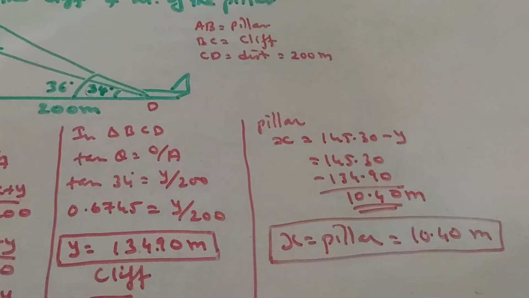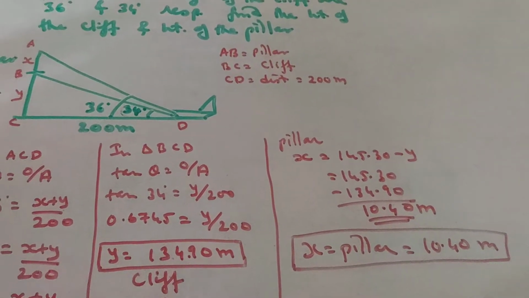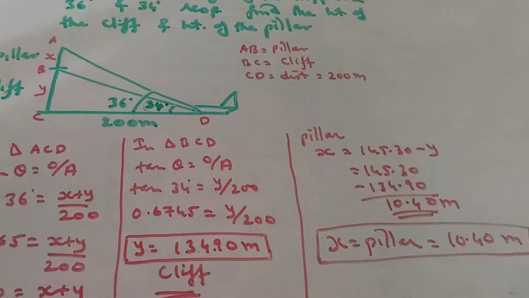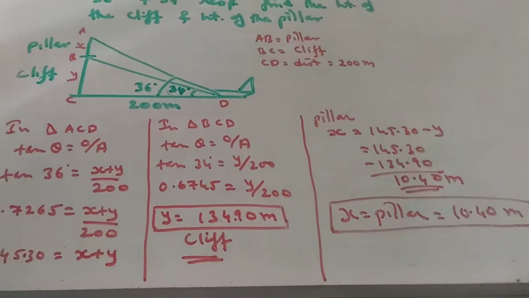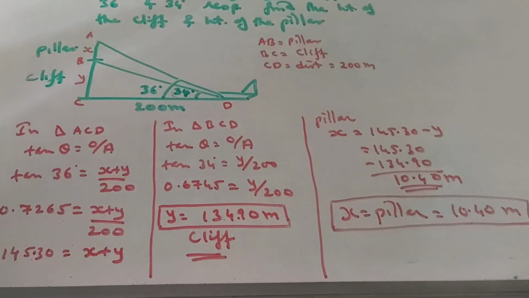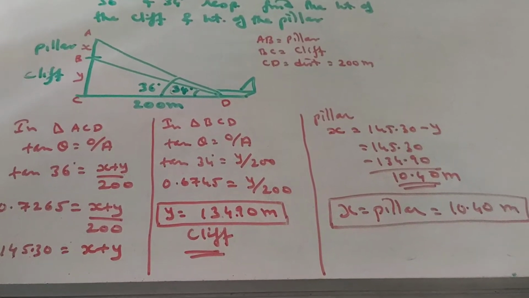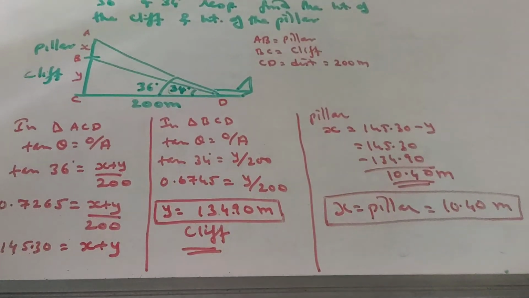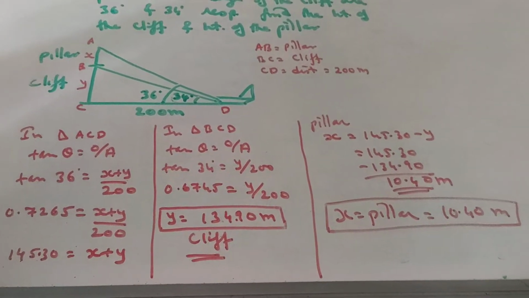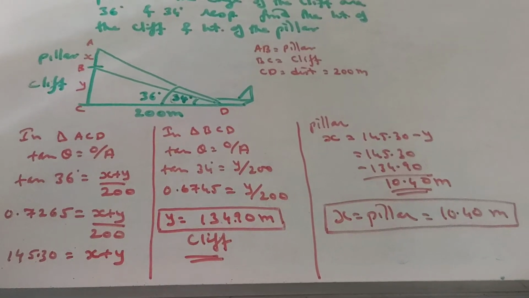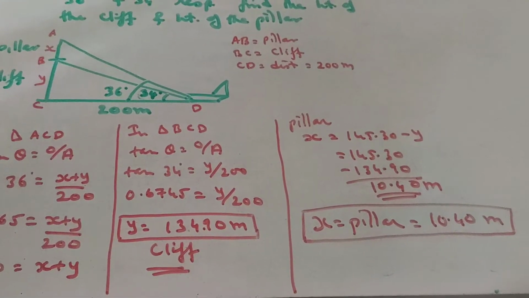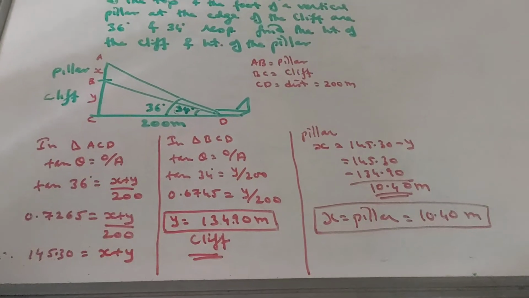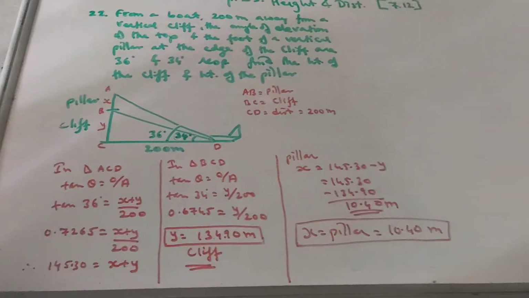So the pillar will be the total height minus the cliff, or you can say x plus y is equal to, what was it? So x plus y is equal to 145.30. If you subtract the height of the cliff from the total height, you get the height of the pillar. So 145.30 minus 134.90 gives the height of the pillar, that is 10.40 meters. I hope you understood this sum.